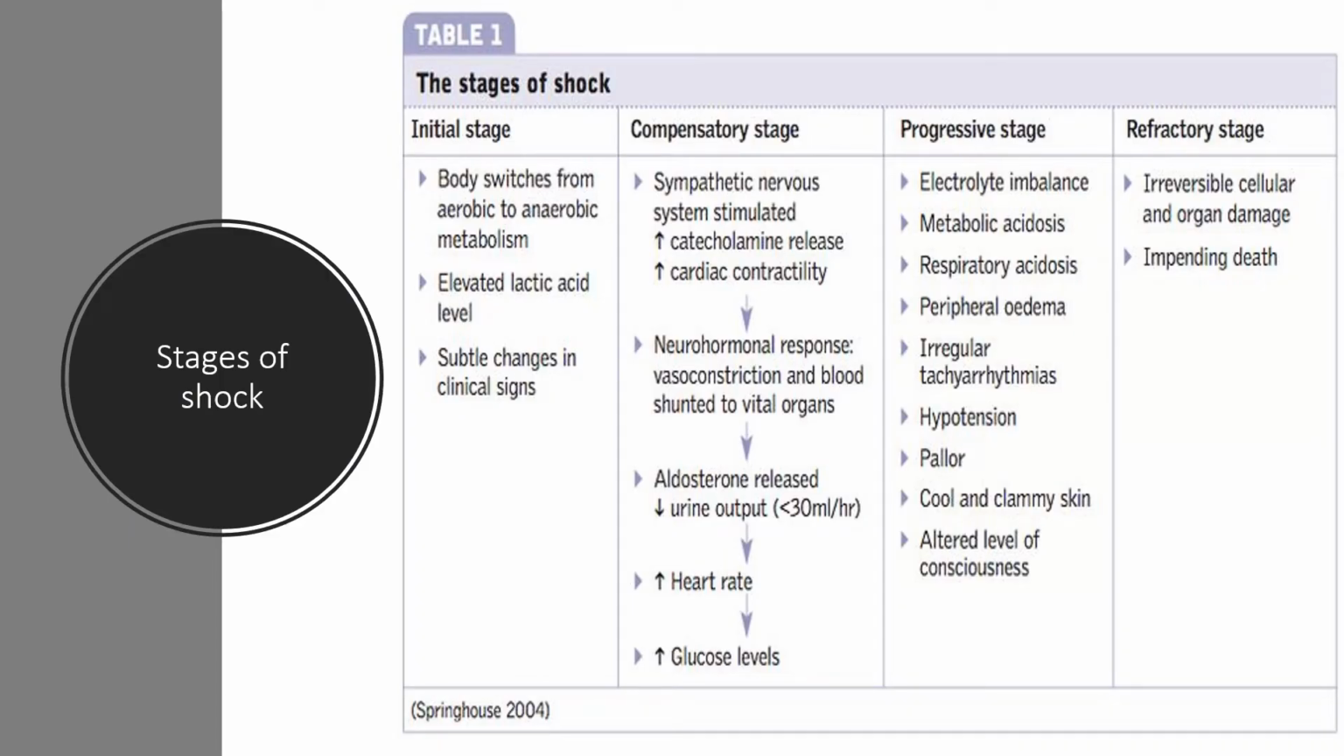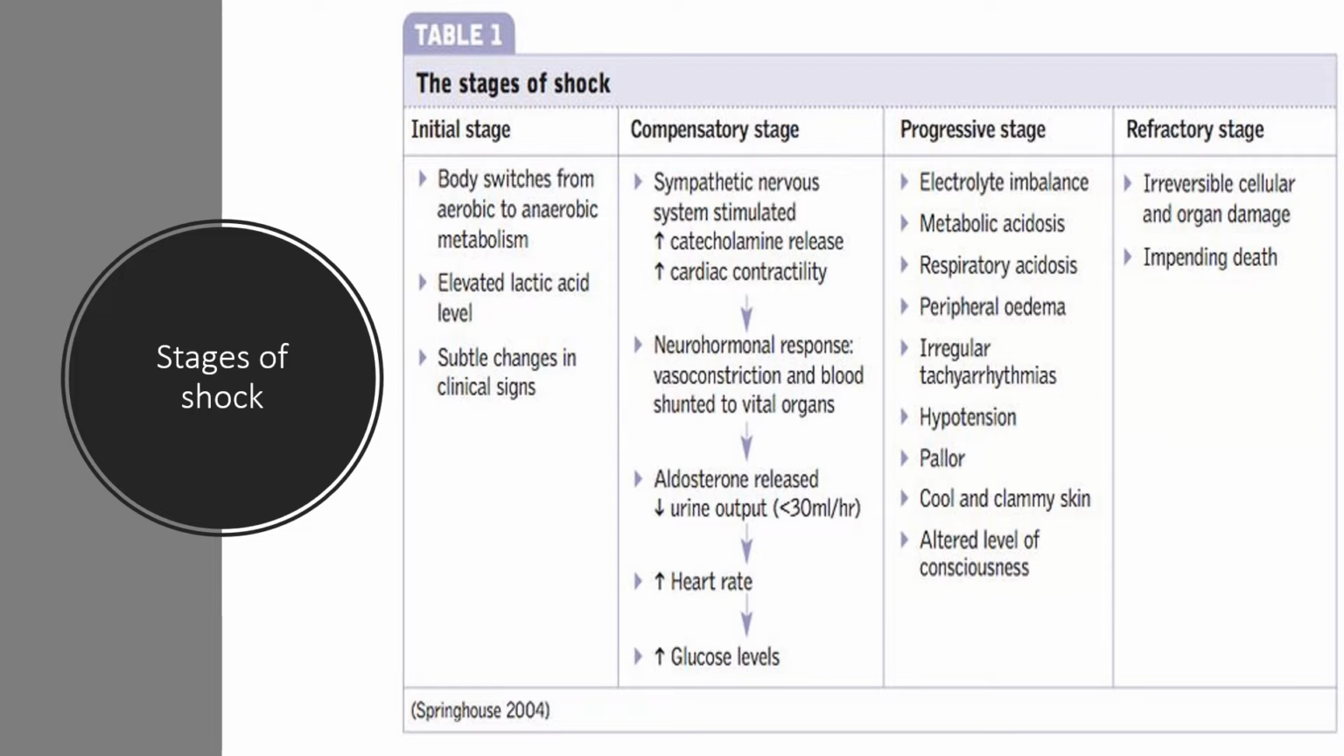Now when we're looking at the stages of shock, you have 4 different stages. Your initial, your compensatory, your progressive, and your refractory. Now in your initial stage, you have very subtle changes as far as clinical signs and symptoms that you're going to be able to tell. The body has already switched from aerobic respiration, which is being able to use oxygen to create energy, to anaerobic metabolism. Lactic acid levels are already building up. As lactic acid continues to build up, your body turns to a compensatory stage where it's going to do everything it possibly can to maintain your blood pressure.